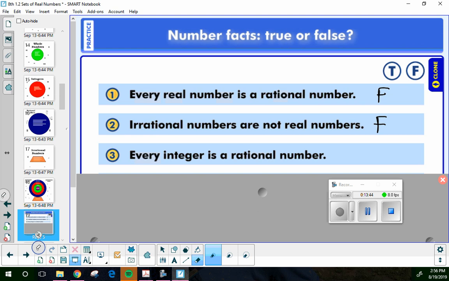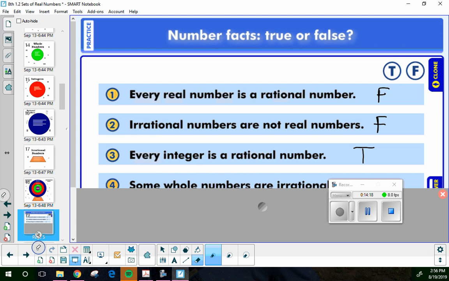Every integer, if I write it in the I circle, is it also in the R circle? T for true, F for false. Hold your boards up. Let me see what you got. That is true. If I write it right here, it's also in this big circle right here.